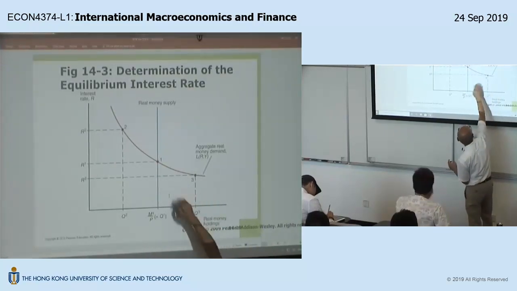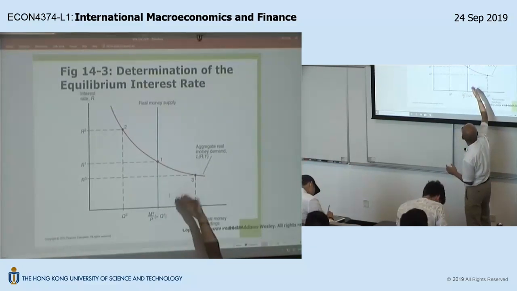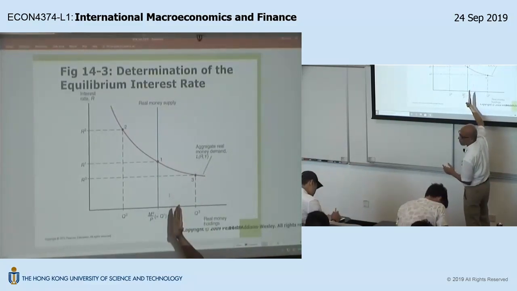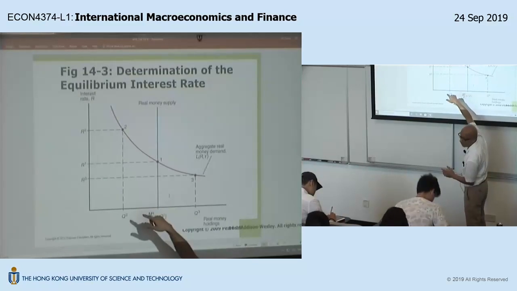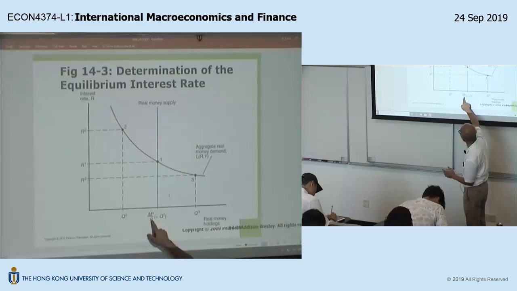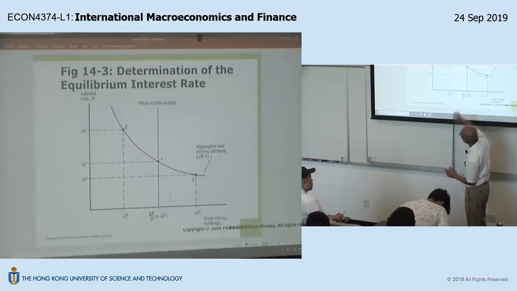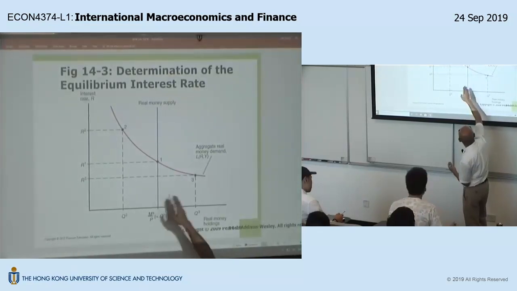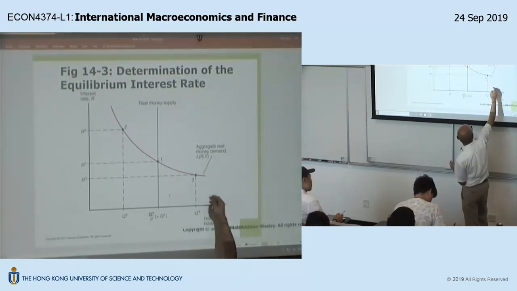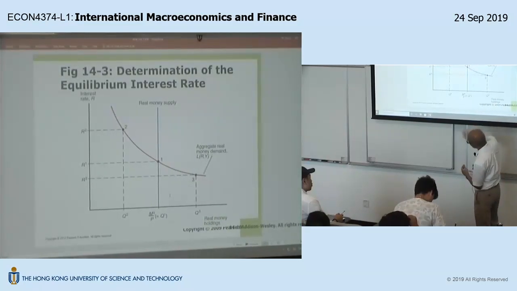Now, why is this a vertical line? It's because it doesn't change with the interest rate. It is controlled by the central bank, and the price level at that time is unaffected by the interest rate. However, the aggregate real money demand is inversely related to the interest rate.